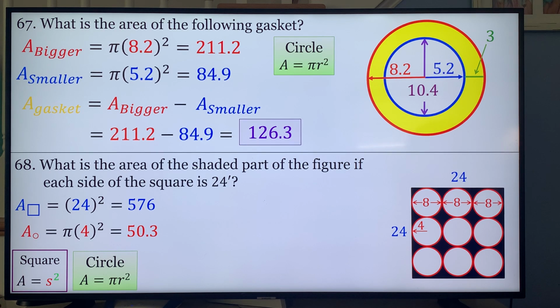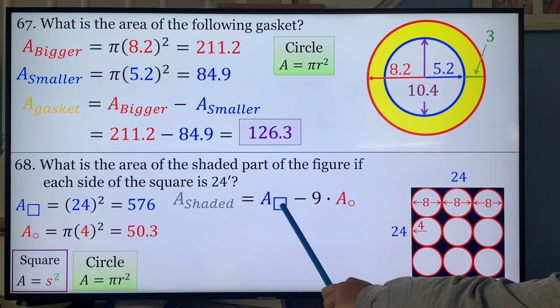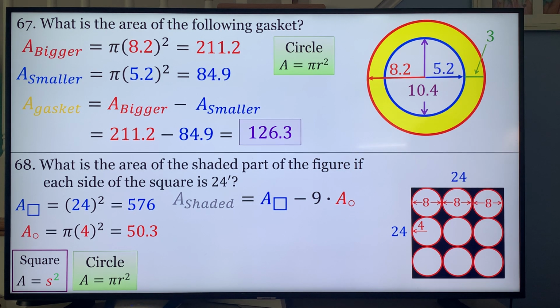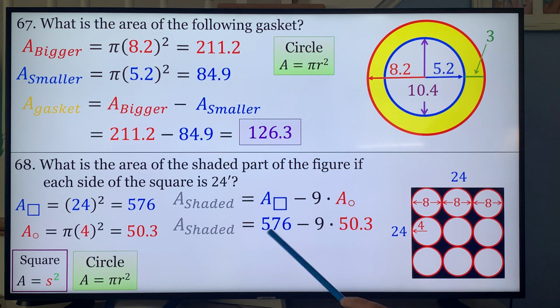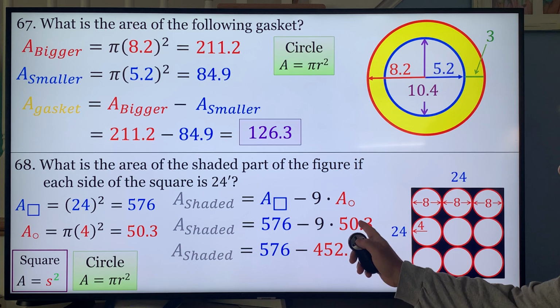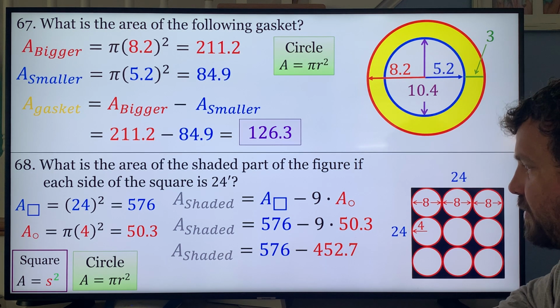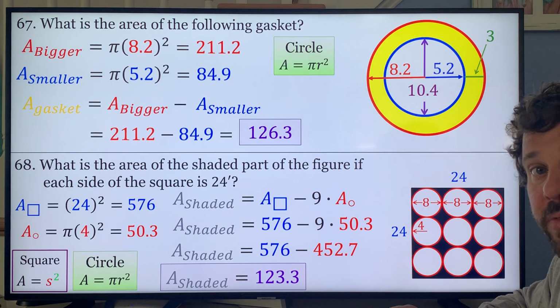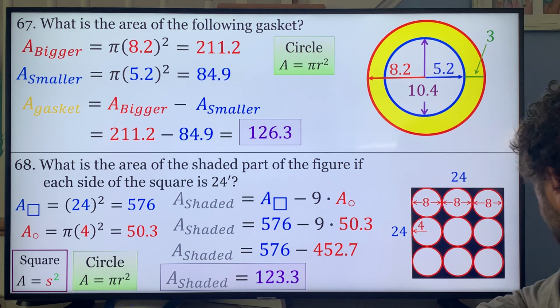So how many do I have? I actually have 9 of them. So area of the shaded is area of the square minus 9 times the circle areas, because you have 9. 576 minus 9 times 50.3. 9 times 50.3 is 452.7, and then you get 123.3. 123.3 square units. All right?